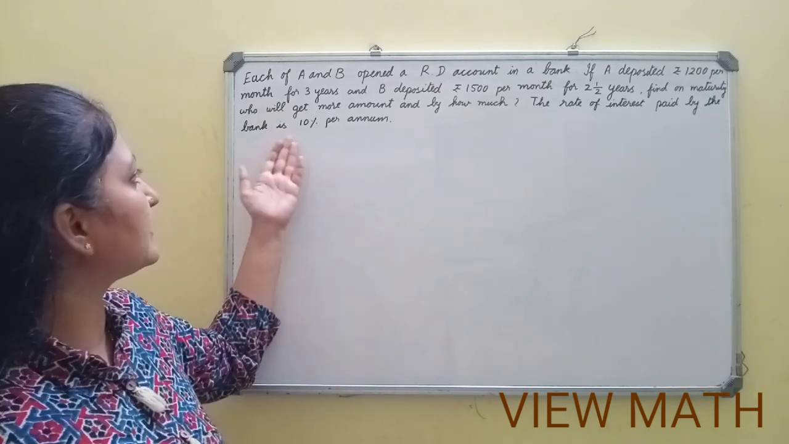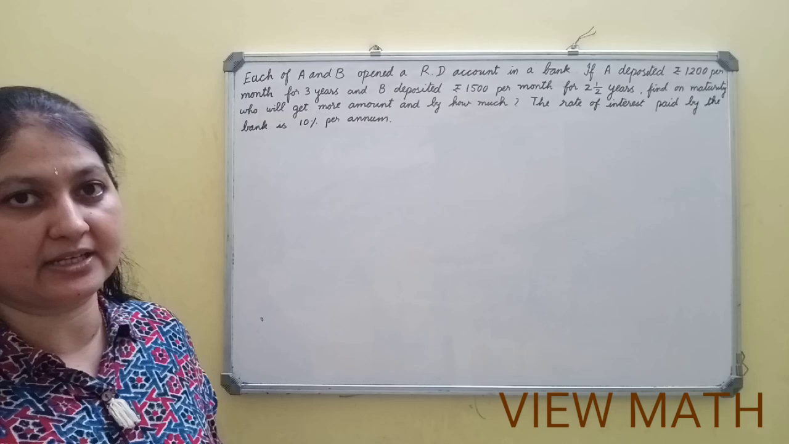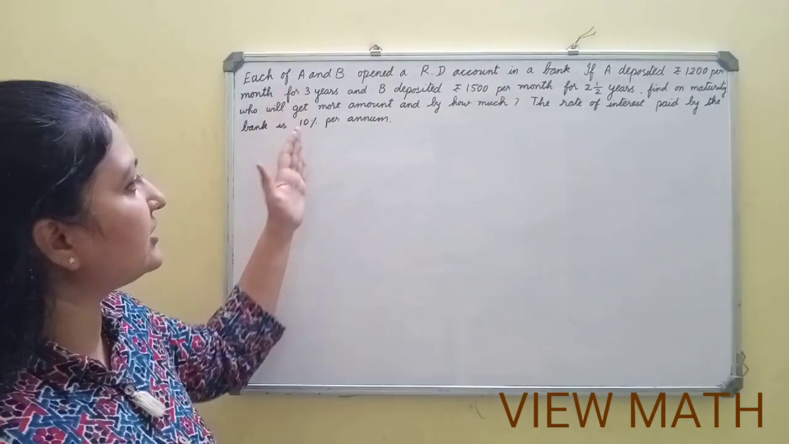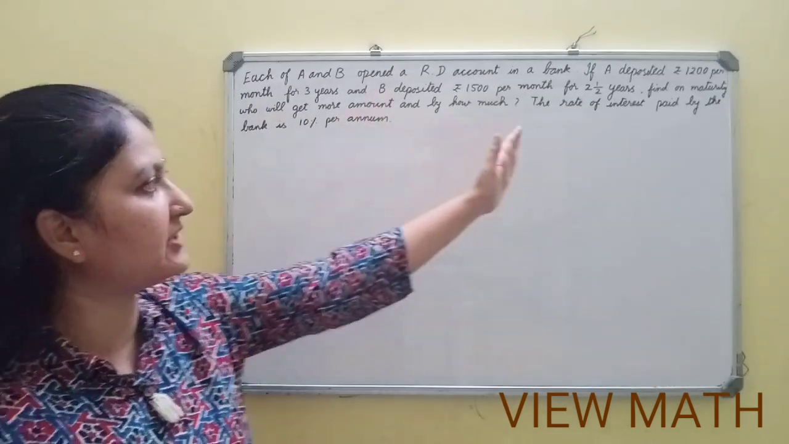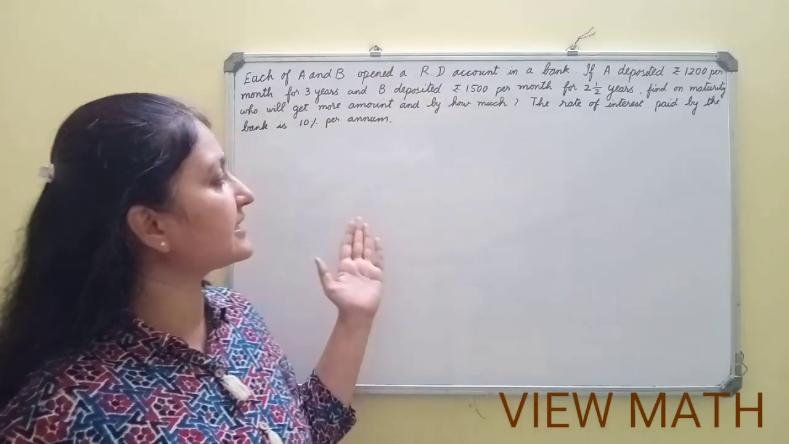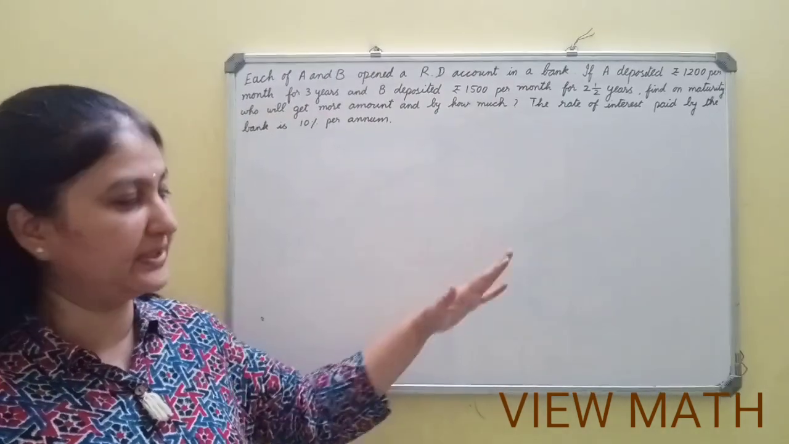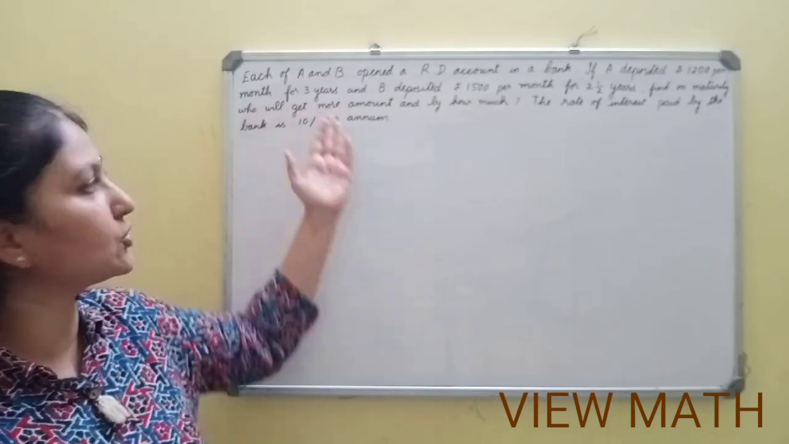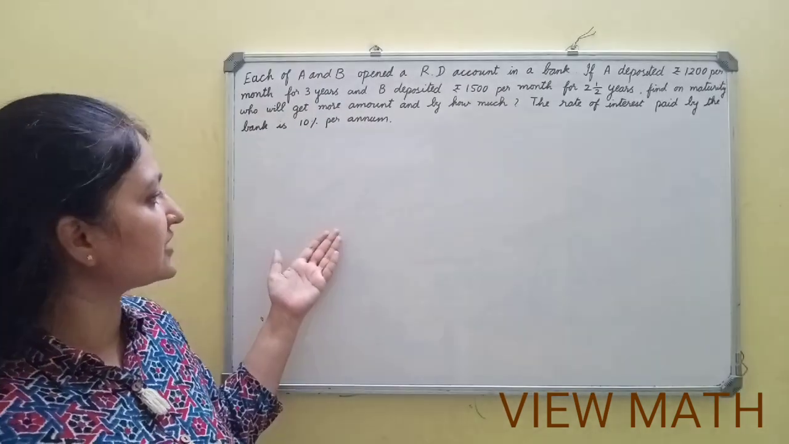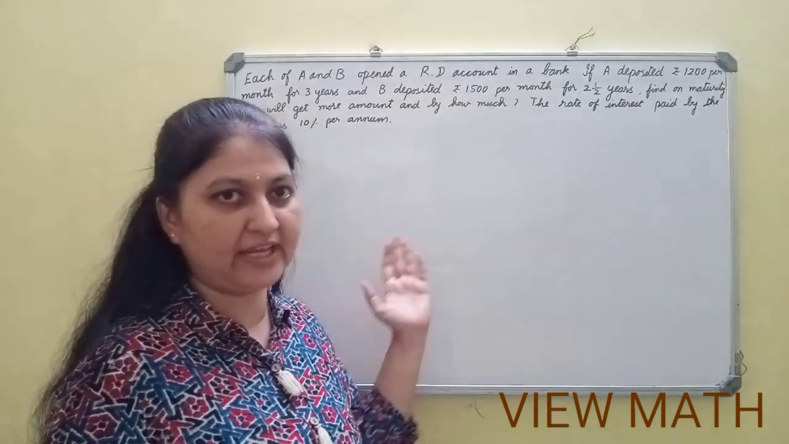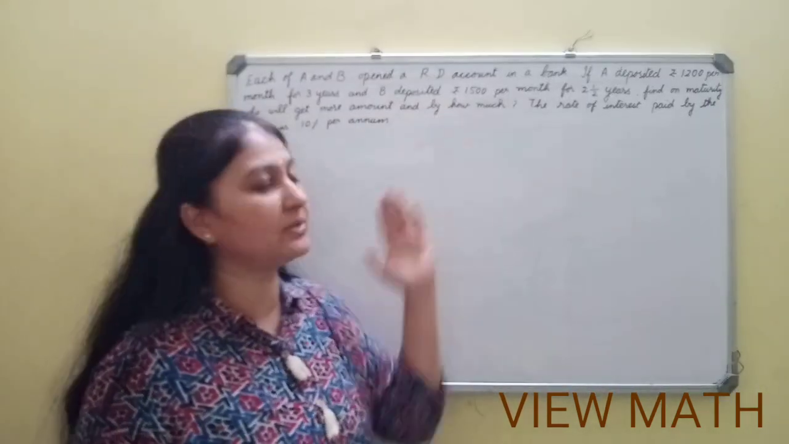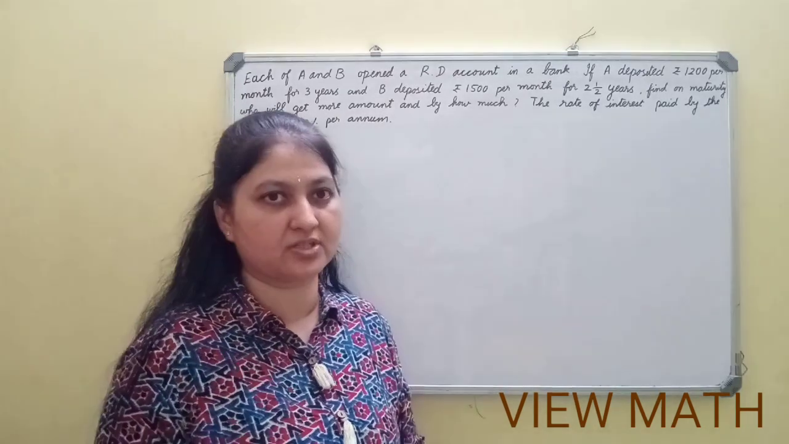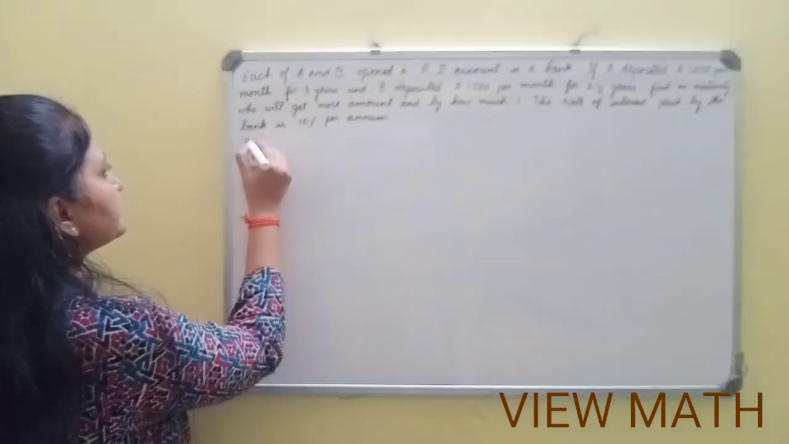And the rate of interest paid by the bank is 10% per annum, they have given. So for A we have to calculate separately, and for B we have to calculate separately. And next we have to compare both A and B and see who will get more amount. So they are asking us to find out who will get more amount, A or B, and then by how much. So the difference we have to find out. So let me start the problem.